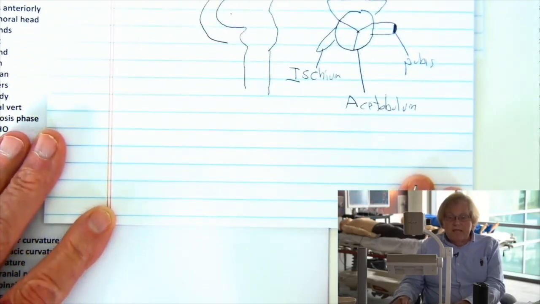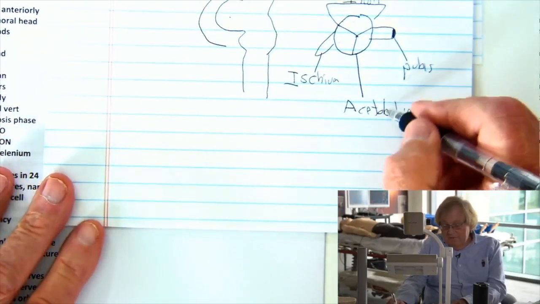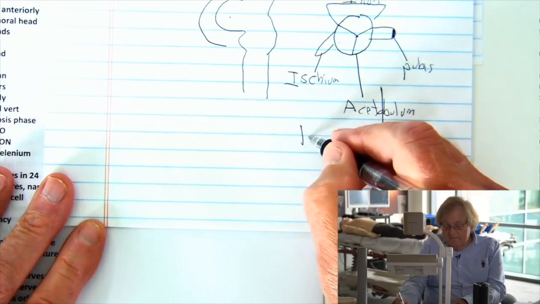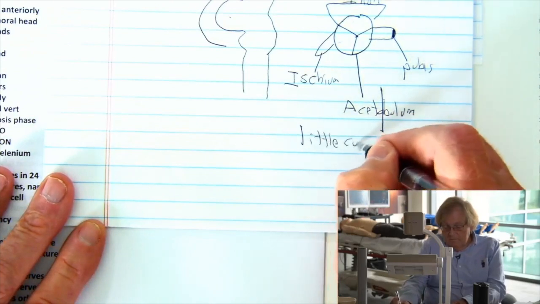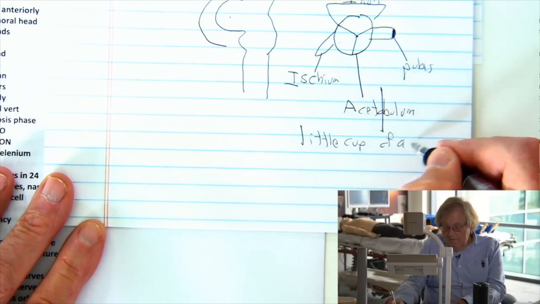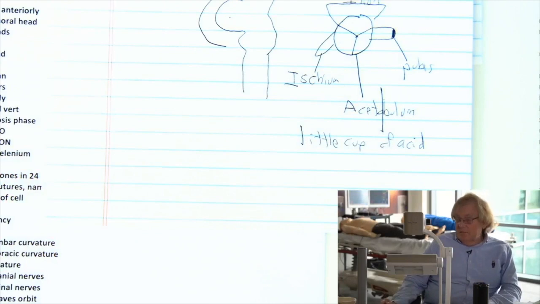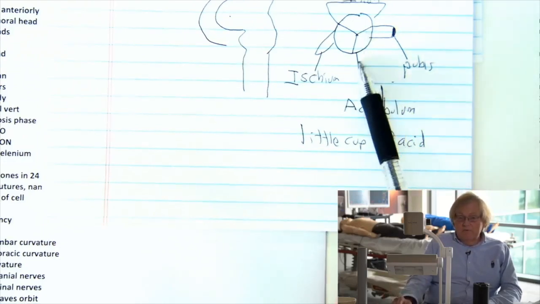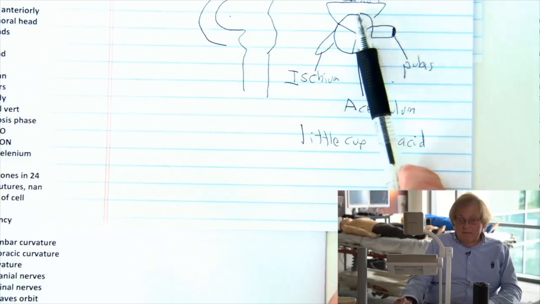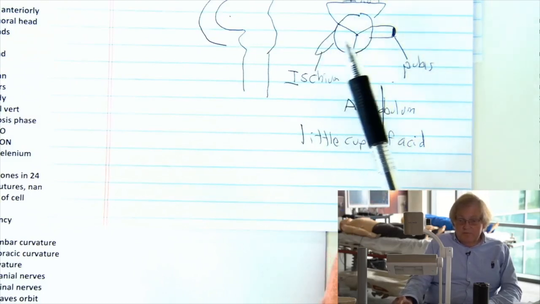So the acetabulum gets its name from the little cup of acid. You'll have patients come in and say, you know, my hips feel like someone just poured acid into my bone. And actually they got that name from the Latin derivative of bulum, cup of, aceta, acetic acid. And remember that the acetabulum is going to be comprised of 3 bones. It's going to be comprised of the ilium, the ischium, and the pubis, all 3 bones.